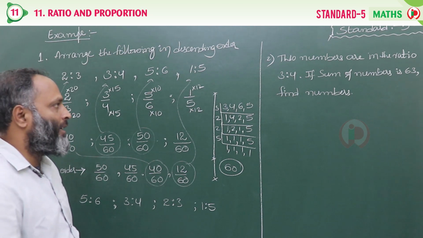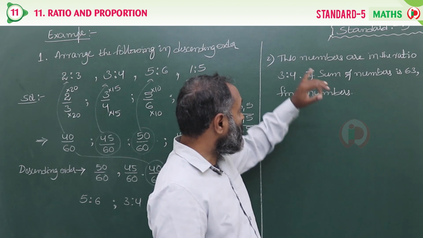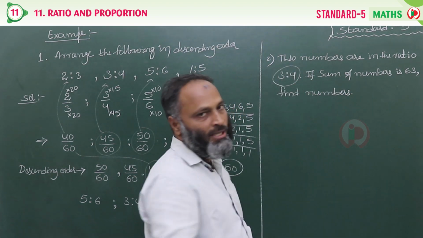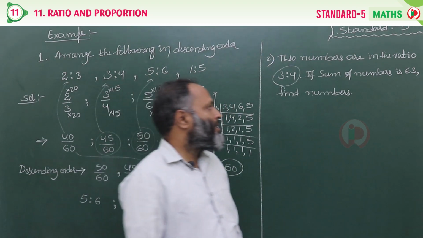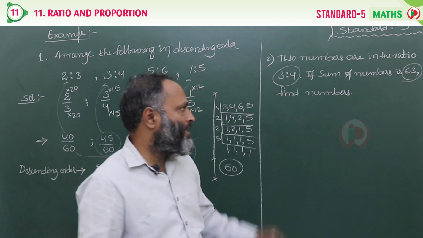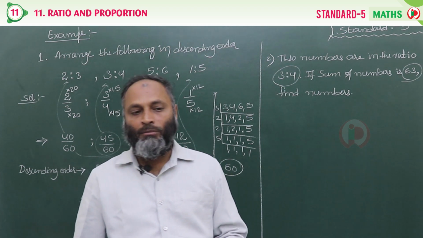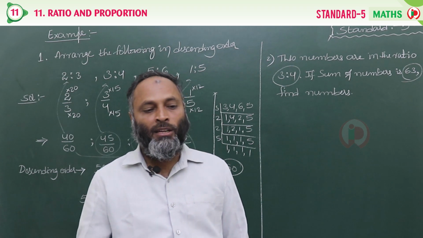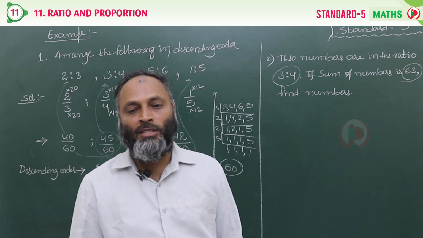Okay students, now in the next example, the ratio of two numbers is given, that is 3 is to 4. If you add both the numbers, the sum of the two numbers is 63. Then find the numbers he is asking.